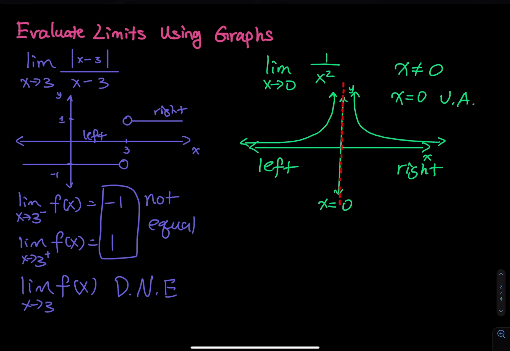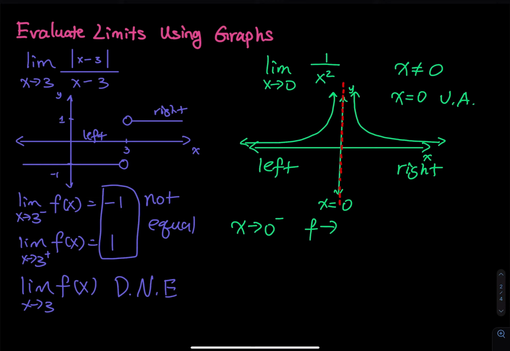If you don't want to keep writing limit every single time, you can make it short like that. So x approaches 0 from the left, and then the function approaches what? Is this 0? 1 divided by 0, is that equal to 0? Of course not. 1 divided by 0 is undefined, right?